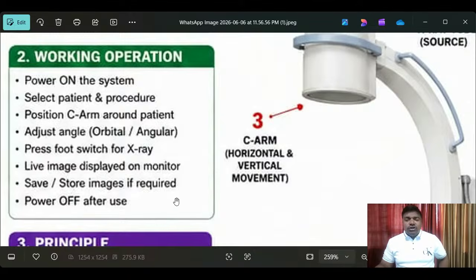So here you can operate the X-ray live, you can power off, and you can save the image for reference purposes to see after the case also. Everything is going to store the data. This is the working operation. See here, it is very simple. Be friendly with all these things. Whenever you are doing the job, you have to focus on everything in the medical equipment.